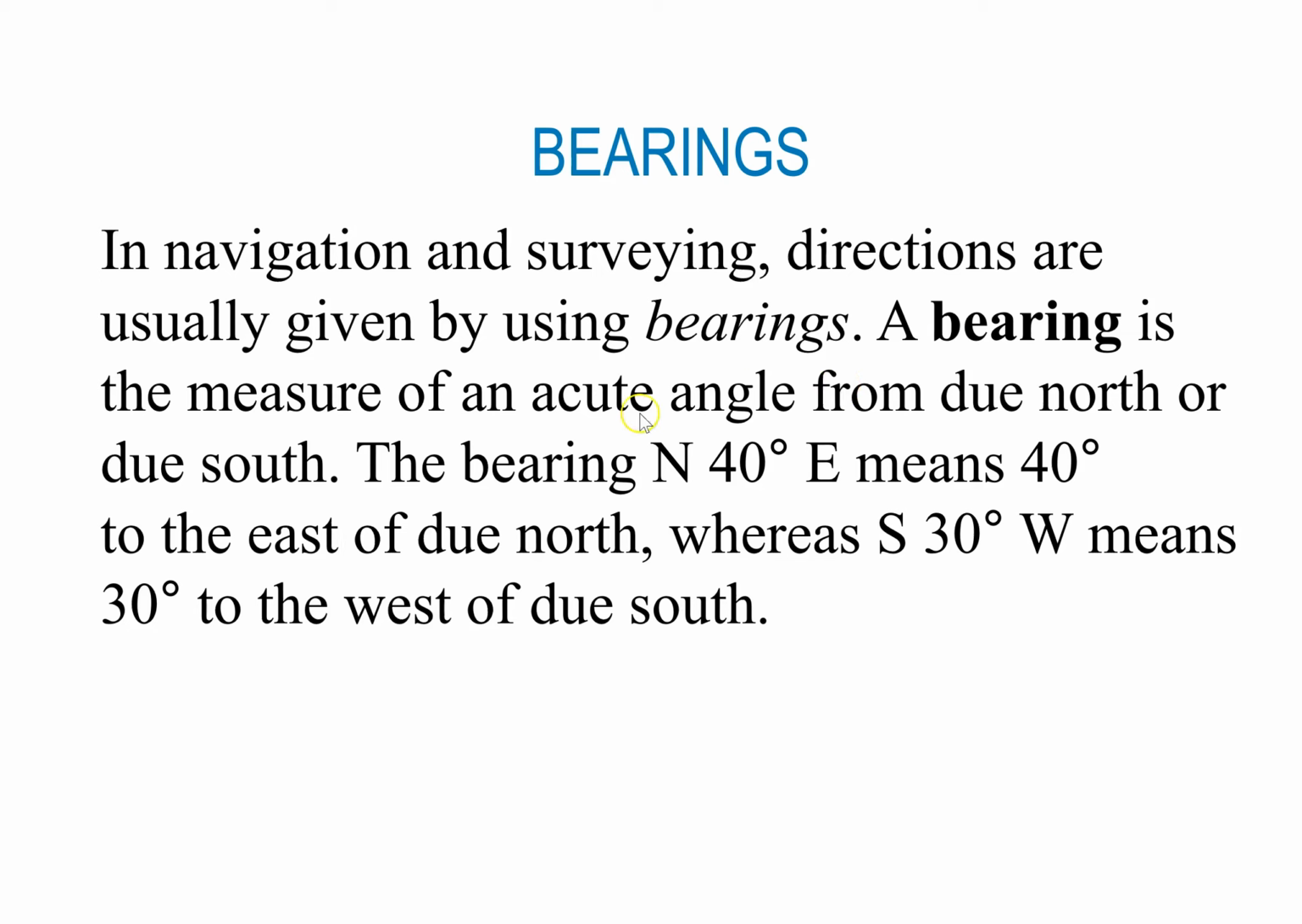So a bearing is a measure of the acute angle from due north or due south, depending which way you go. So if you say a bearing of north 40 degrees east, it means you're going north, but then you're going off to the right at a 40-degree angle. South 30 degrees west means you're going south, going down, and then you're going off to the left by 30 degrees. So let's see what that looks like.